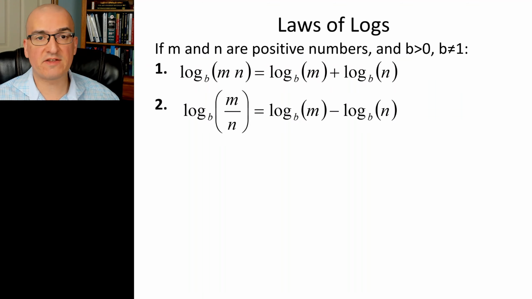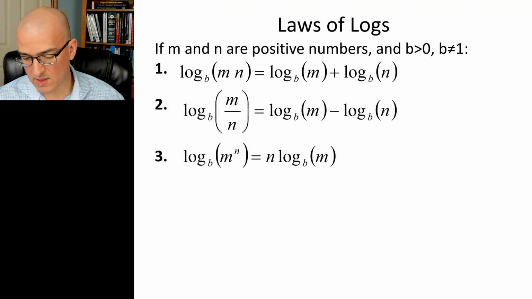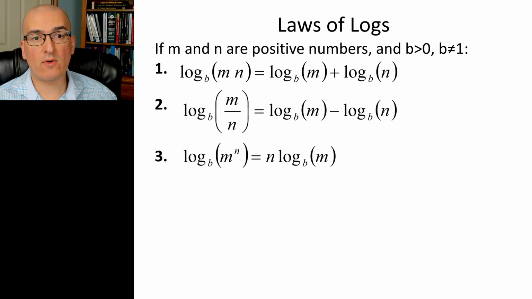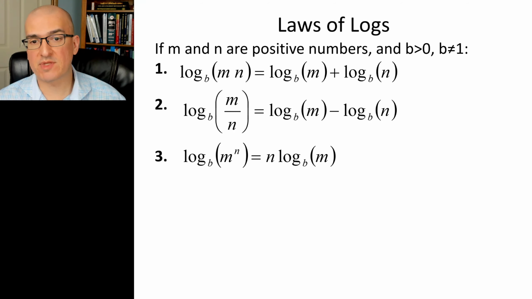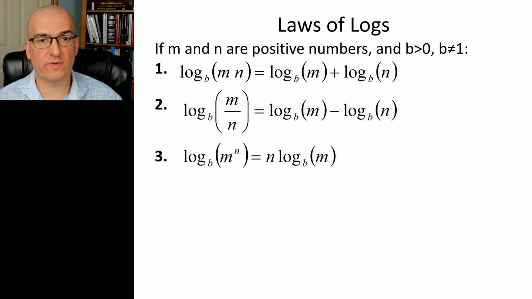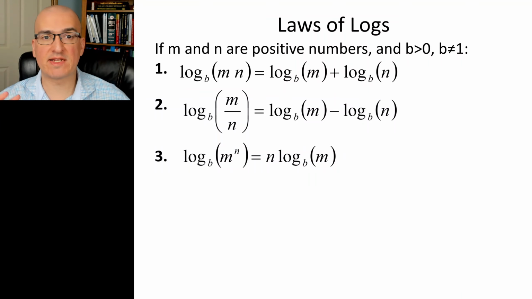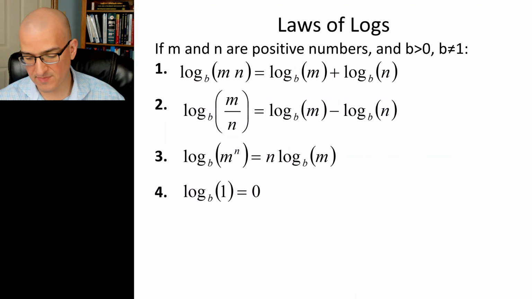If we are instead dividing m and n inside the log, then that turns into subtraction. If we have the log of something to a power, it is a law of logs that we're allowed to bring the power down in front. So log base b of m to the power of n is equal to n times log base b of m. So wherever that power is, the power comes down. This is independent of derivatives. It has nothing to do with calculus. It's just a function property of logs.